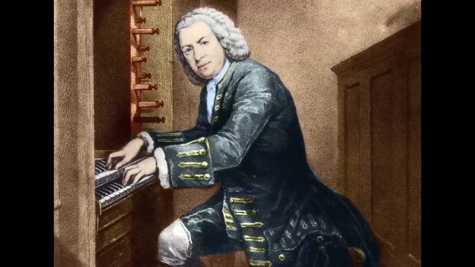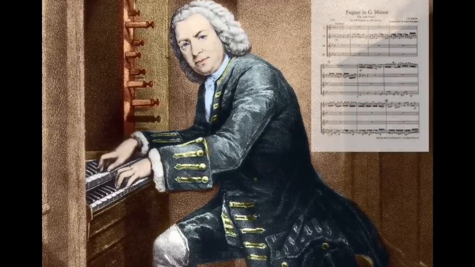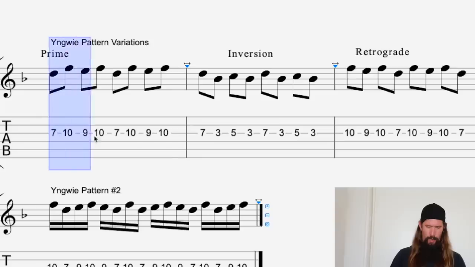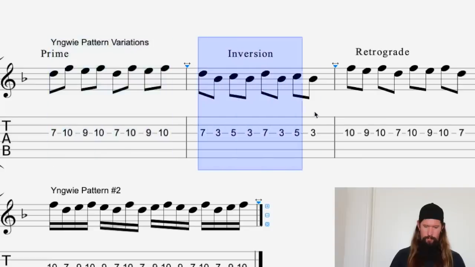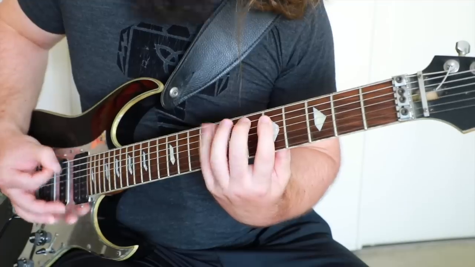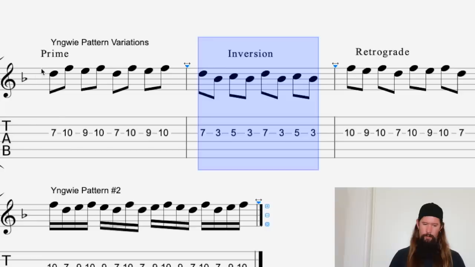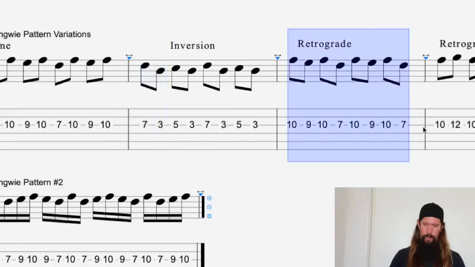Now, if you want to get really fancy, try some of Bach's counterpoint variations on this melodic fragment. So here's the prime like we know it. Inversion is with the intervals reversed. So everything that goes up in the original is going to come down in the inversion. It's a mirror image. Retrograde is the prime backwards.